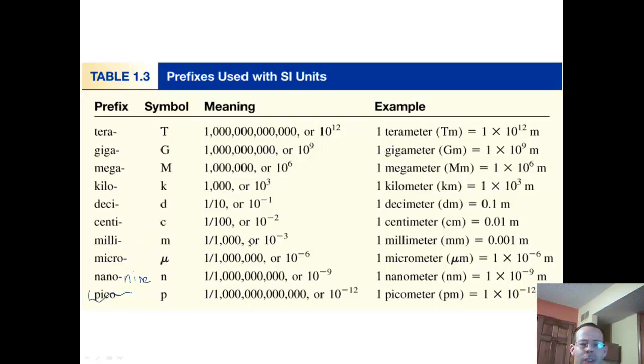Milli is 1,000th of, so you might think there's 1,000 years in millennium. Centi, 100th of, or there's 100 years in a century. And deci, 1/10 of, or there are 10 years in a decade. And then kilo, 10 to the 3rd.